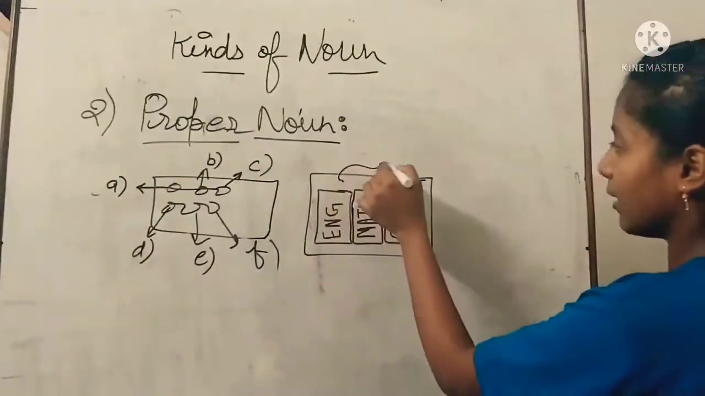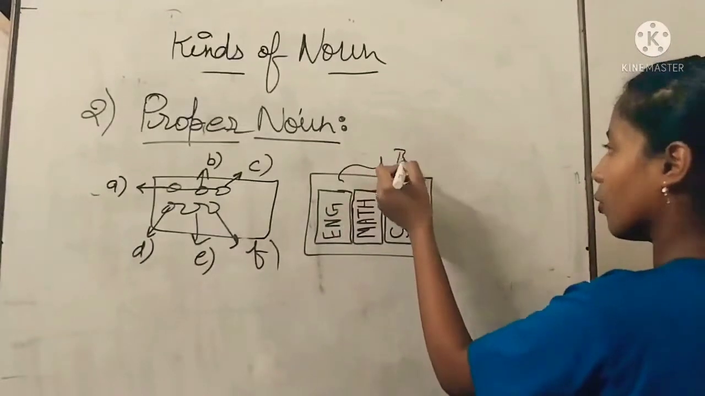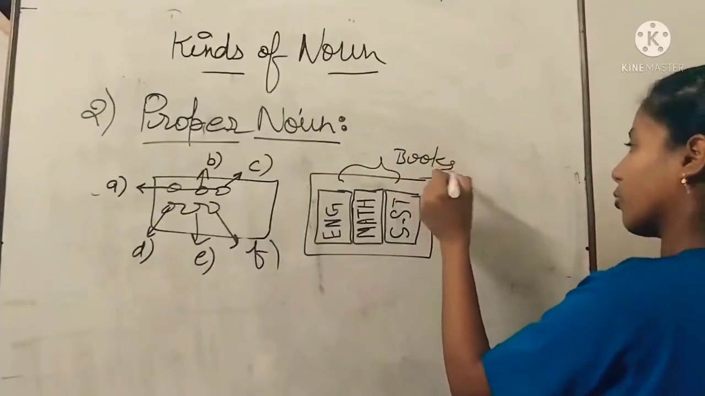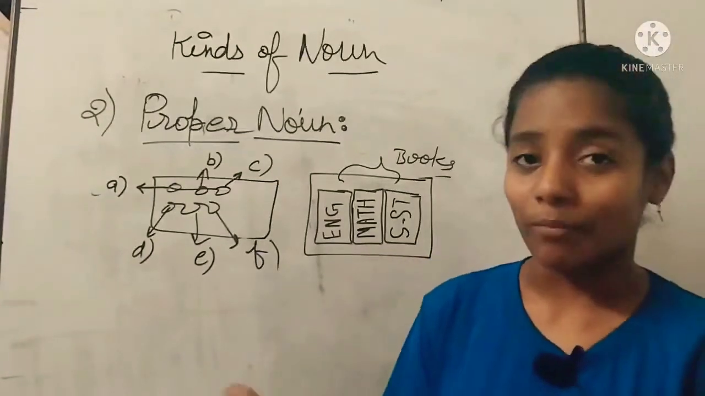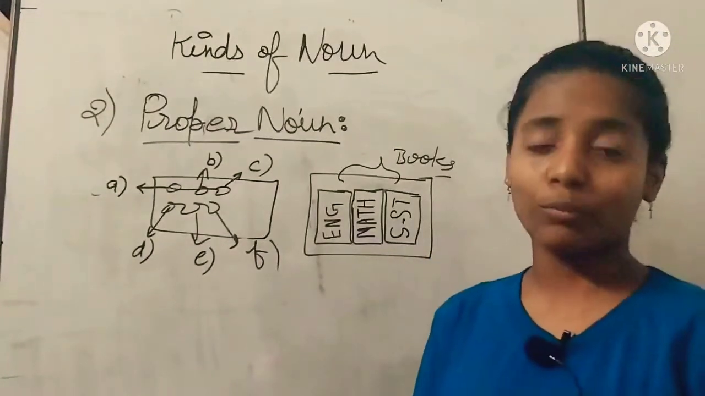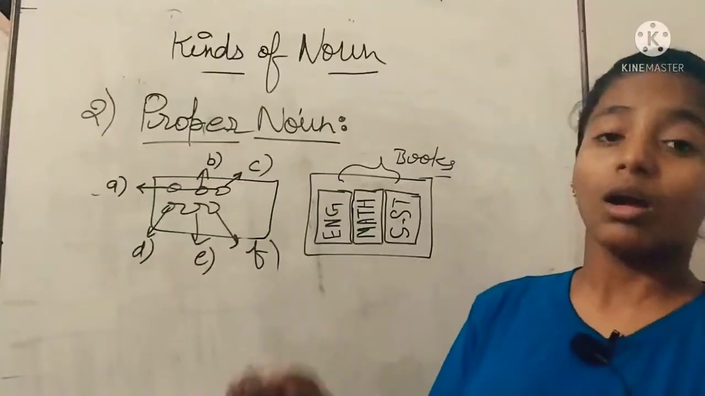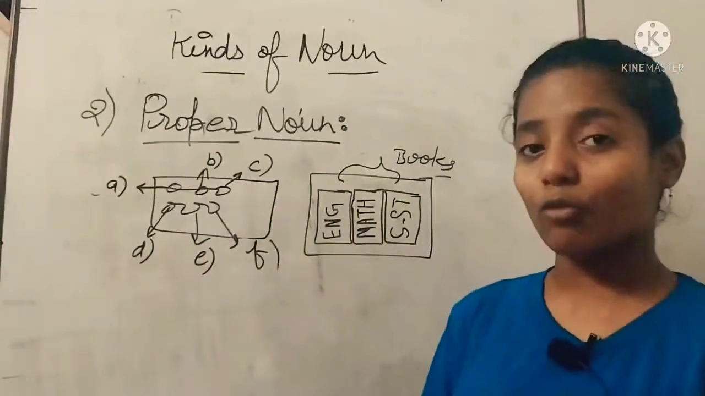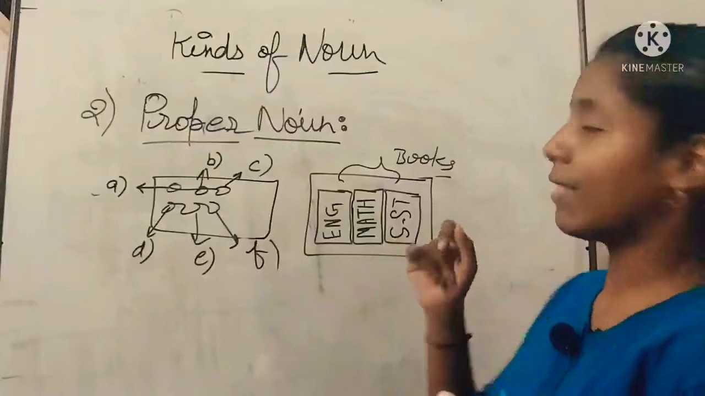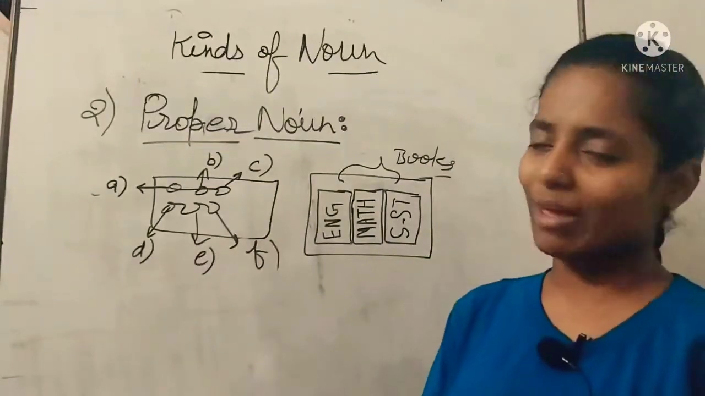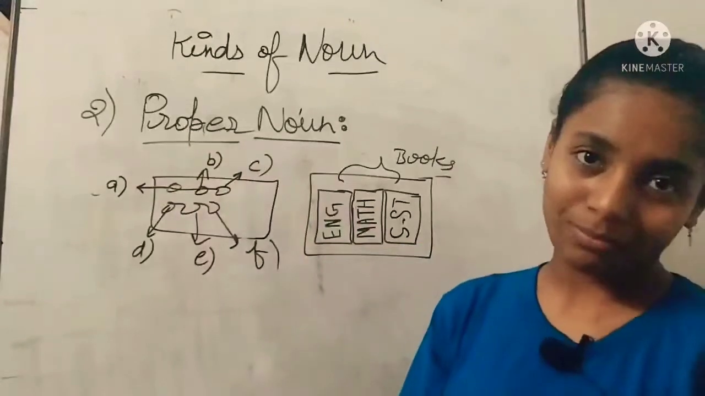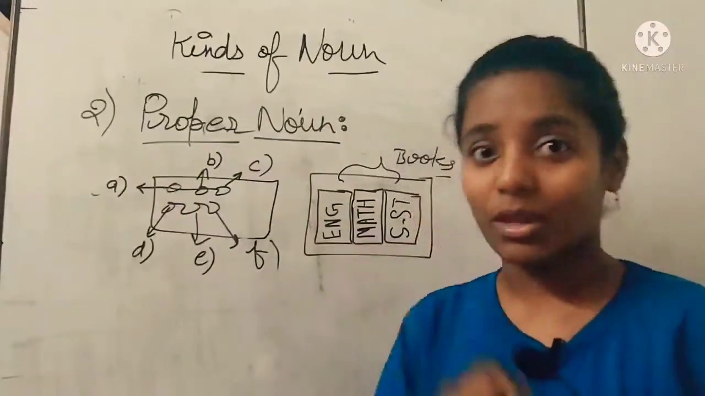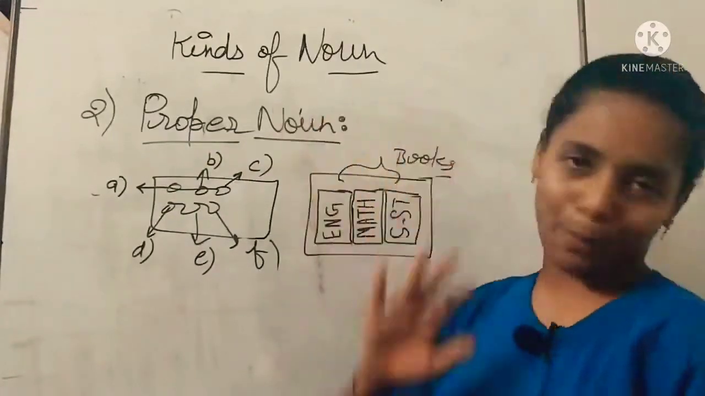As you know, these all together are a group of books. Now I say please pick the books from the almirah. Would you be able to do it? No. But if I say please pick the book from the almirah with the name SST, you will definitely go fast and pick that. That you need to understand in the proper noun. If there is a particular name given, that simply refers to a proper noun.